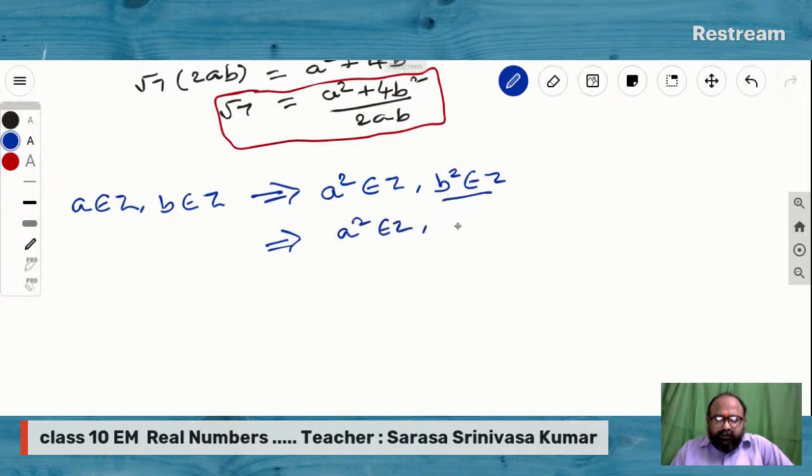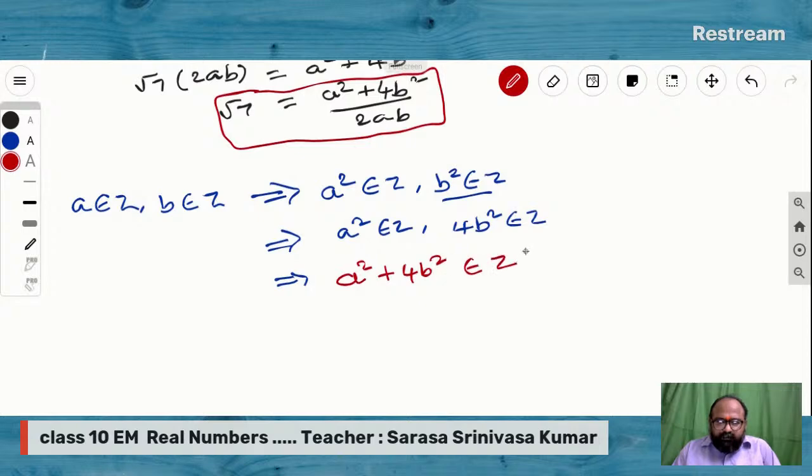From b square, I can write 4b square is an integer. Why? Because 4 is also an integer. So 4 is an integer, b square is an integer, so the product 4b square is also an integer. Now if a square is an integer and 4b square is an integer, the sum is also an integer. The sum of two integers is also an integer. Now we write a square plus 4b square is also an integer.